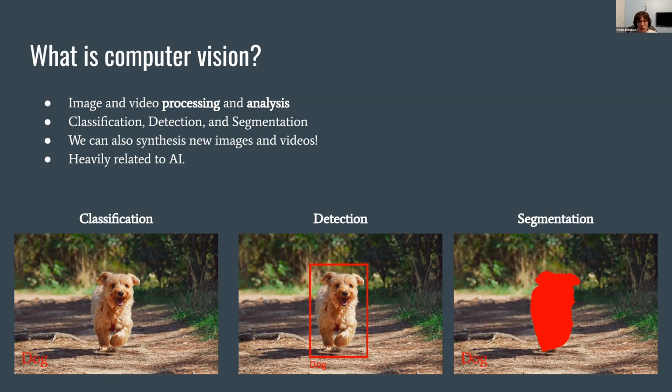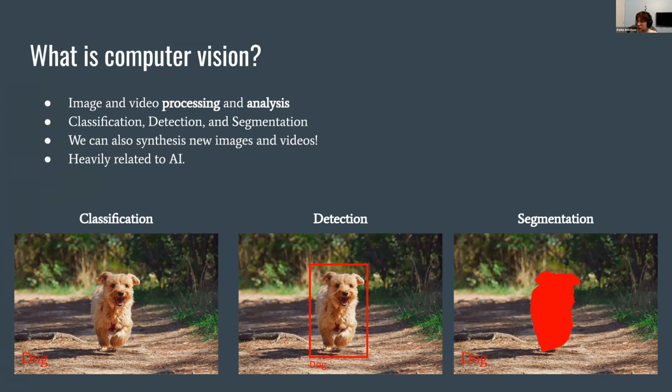Computer vision, when it comes to analysis of images, can be classified in three different ways. We have classification, which is just about recognizing objects in the image or video. As we can see here on the left, we have a dog. It recognizes that it's a dog, but it doesn't give us more information about it, just what type of actor or object is in the image.